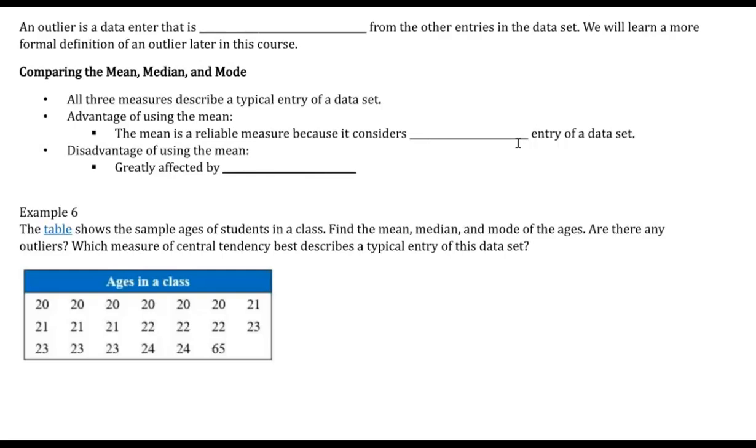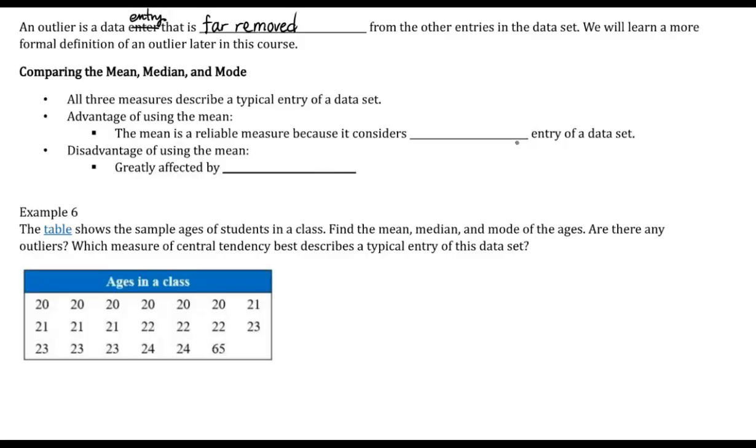So an outlier is a data entry that is far removed. So basically just very different from the other entries in the data set. And I know that's a very loose definition. Like, well, what do you mean it's very different than the other data in the data set? How do we define that? We will define that later in this course, but for now, this definition will work for us.